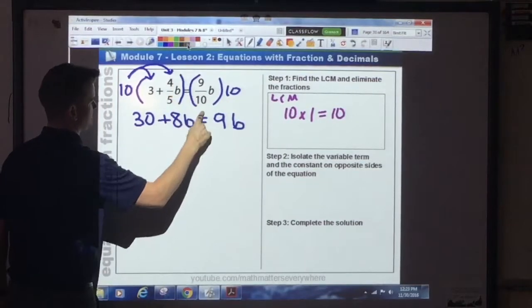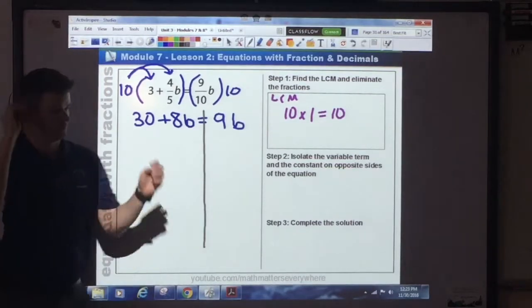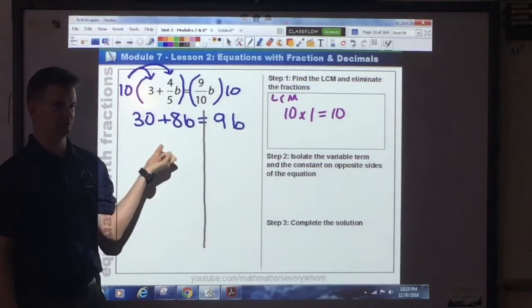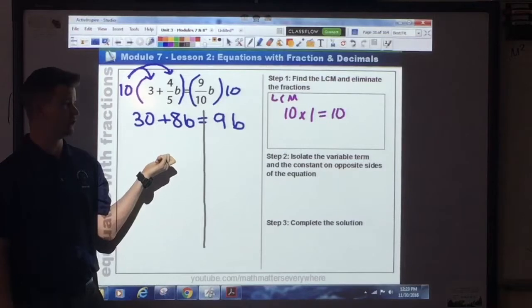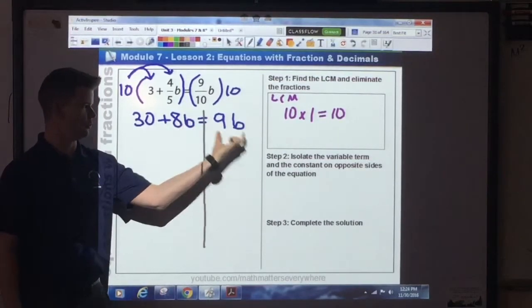Now that we have the fractions eliminated, we can solve this. And guess what? This is just a one-step equation to solve. Watch. Here's what I want you guys to understand. When you have variables on both sides, you once again look at the coefficients. Which one's smaller? 8. So we need to move this over here.